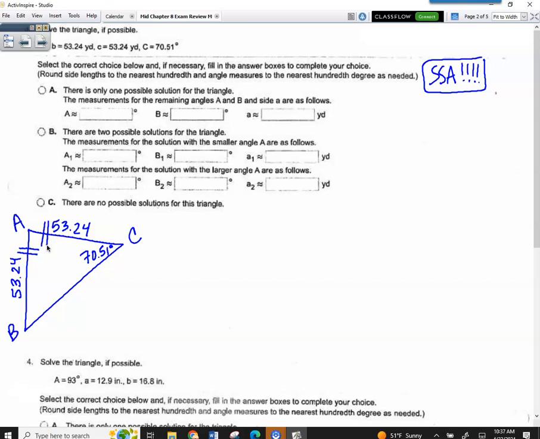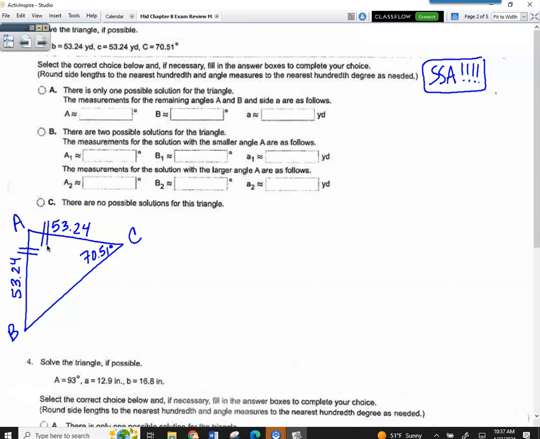Just remember this, anytime you have a triangle, however many congruent sides matches the number of congruent angles every time. So if you have 2 congruent sides, you have 2 congruent angles. 3 congruent sides, 3 congruent angles. How do you find the angles that are congruent? They're going to be opposite of the sides that are congruent.